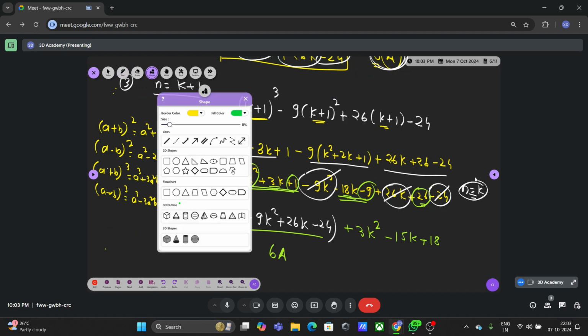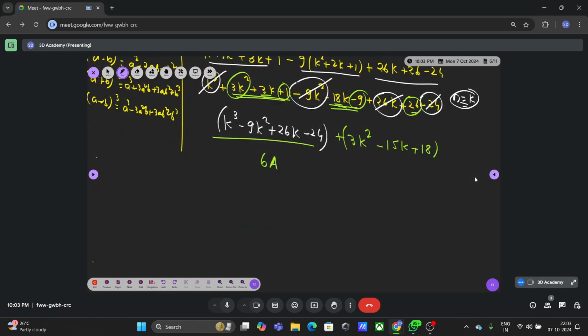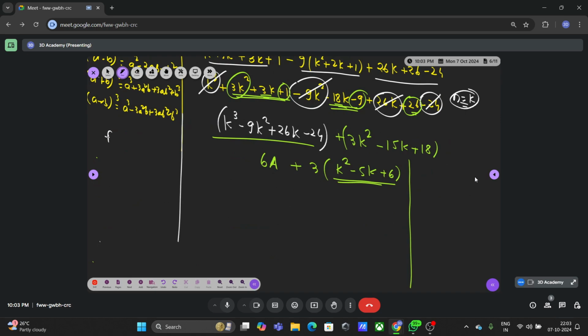So now I will simplify this second bracket. I will factorize 3, I will get k square minus 5k plus 6. Now how do I simplify this bracket? Along with all these identities, you need to remember how to factorize using the splitting the term method. So how do we factorize? We multiply the coefficient of k square and the constant term, it comes out to be 6. Then we will take out the factors, like what factors multiply together and give us 6, right?